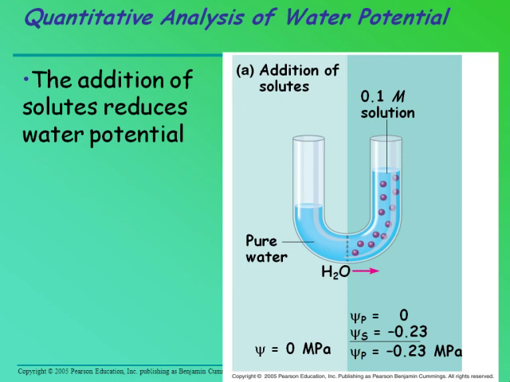So, quantitative analysis of water potential. So here, the addition of solutes reduces water potential. Here is pure water. Down here, 0. Addition of solutes, and it becomes a 0.1 molar solution. The water potential has now been reduced below 0 to negative 0.23. So this U-shaped apparatus, a membrane separates pure water on the left from a 0.1 molar solution on the right, containing a solute that cannot freely pass across the membrane.